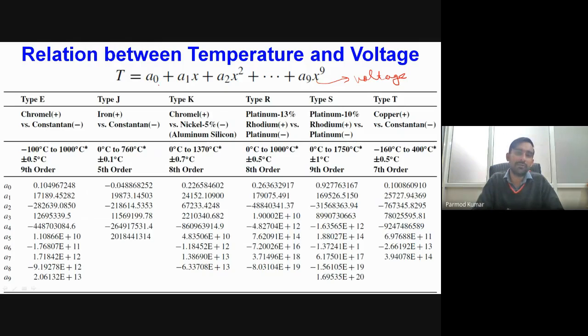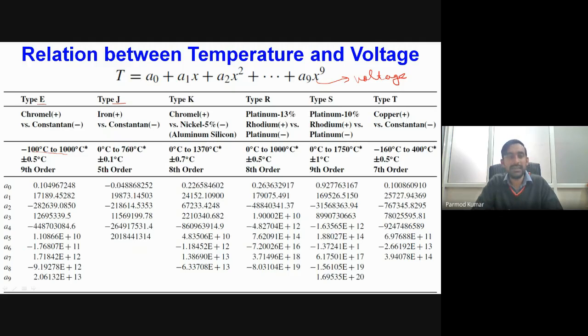When we calibrate this polynomial against known temperatures, we will be able to find the corresponding values of the coefficients, and we will know the relationship between the voltage and the temperature. For different types of thermocouple, for example type E, type J or K, it depends upon the type of thermocouple and its range of operation. For example, for the first range, -100 to 1000 degrees Celsius, with an accuracy of plus minus 0.5 degrees Celsius, if we consider the ninth order polynomial, these are the corresponding values of the coefficients.